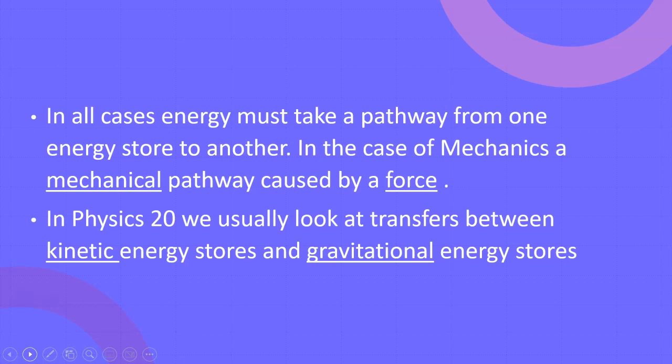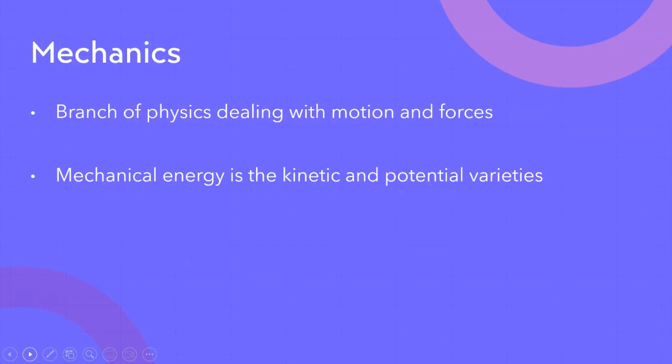And again, specifically with the work energy theorem, in all cases, energy must take a pathway from one energy store to another. In the case of mechanics, it's a mechanical pathway. That makes sense, which means it's caused by a force. And the stores that we're looking at in Physics 20 are the mechanical energy stores, which are kinetic and gravitational. So mechanics is that branch of physics dealing with motion and forces, which means mechanical energy is the kinetic and potential varieties.